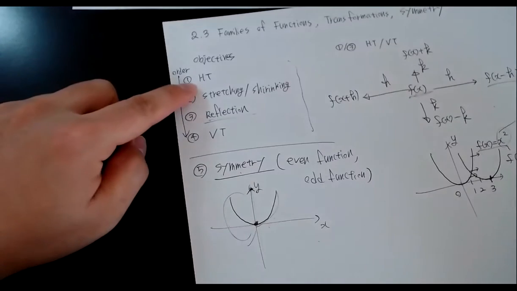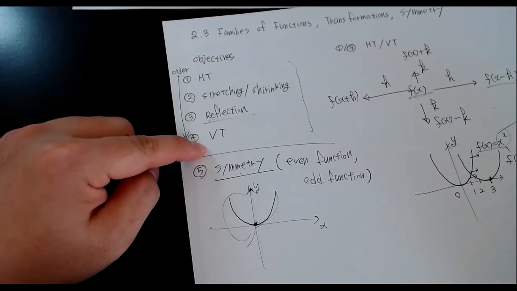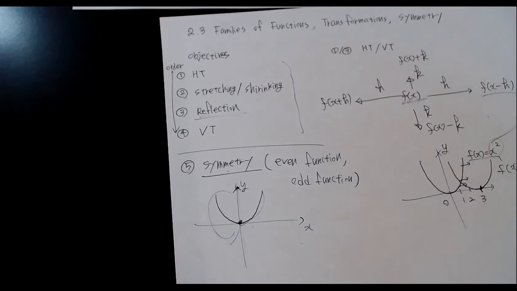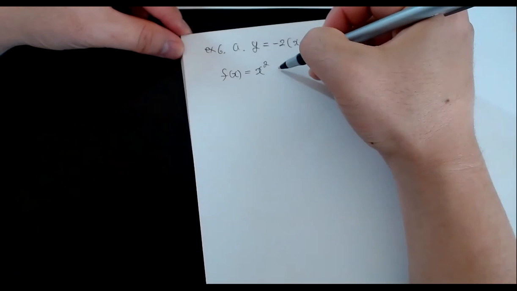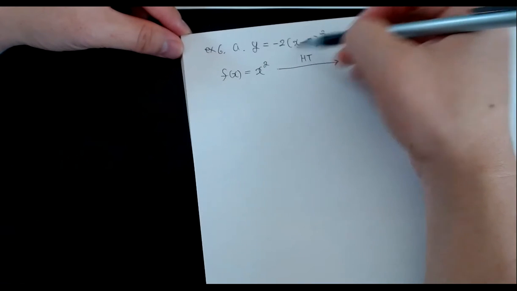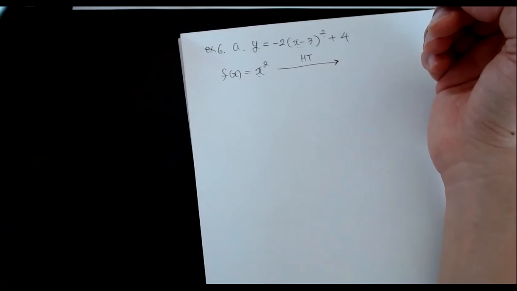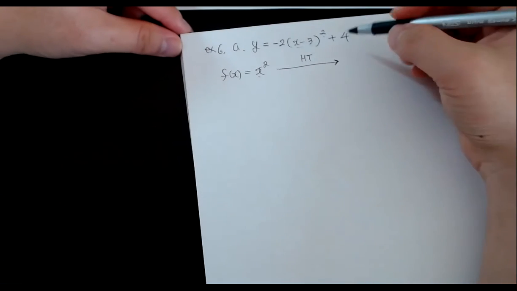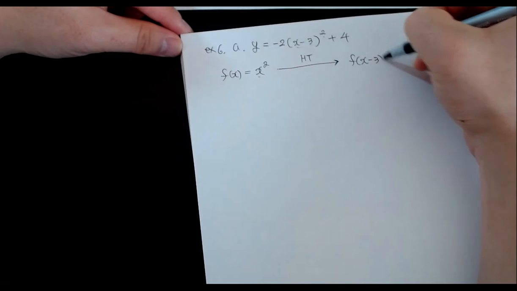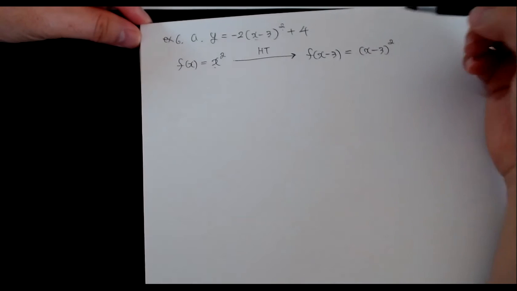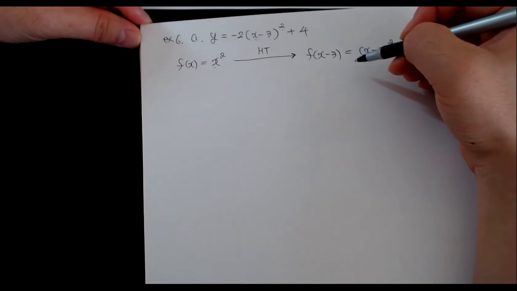See that order: horizontal translation, stretching, shrinking, reflection, and then vertical translation, okay? Because the problem doesn't give us the specific order of transformations. So we apply the horizontal translation first. Using horizontal translation, we can get x minus 3 squared from x squared by translating f of x 3 units to the right. So with f of x minus 3, we get x minus 3 squared.